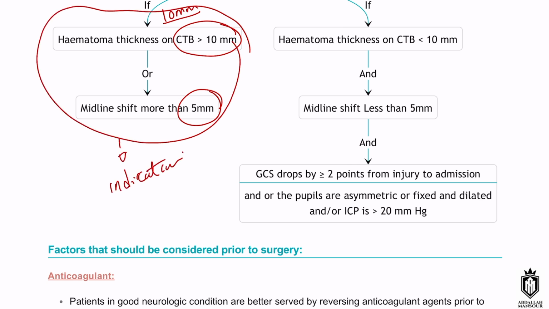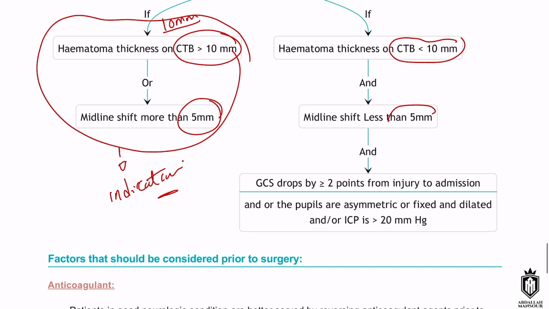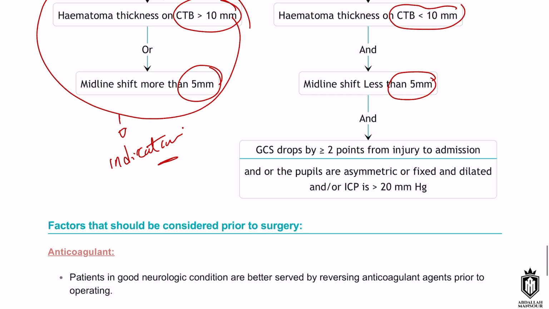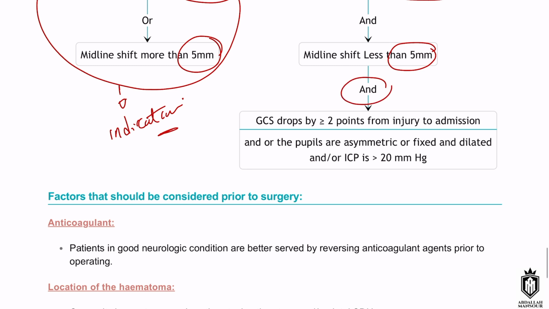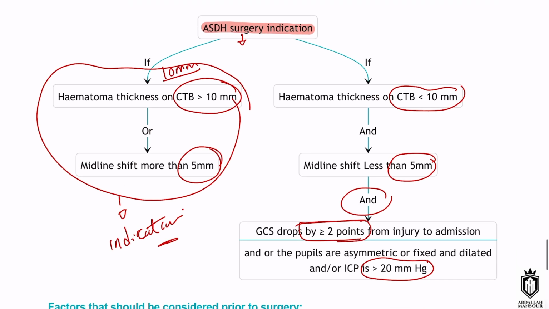All right, that is an indication for surgery. On the other side, if you can identify that the hematoma is less than 10 millimeter in thickness, and there is midline shift that is less than 5 millimeter, and also the patient had a GCS drop by 2 points clinically, or the pupils are asymmetric or fixed and dilated, or the ICP has been consistently above 20 millimeter mercury on the ICP monitoring.